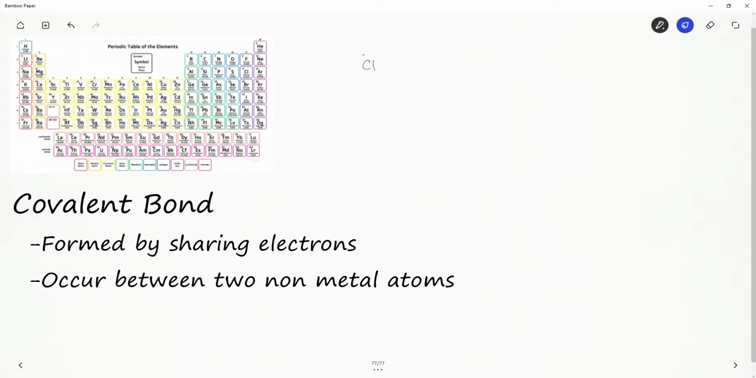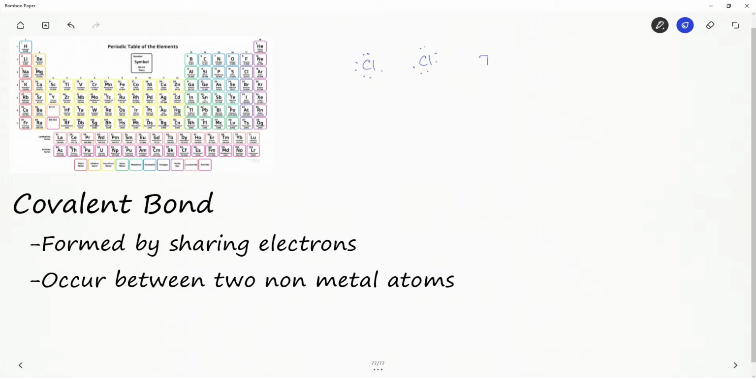So if I were to draw the Lewis structure for chlorine, it has 7 valence electrons. And an exchange of electrons won't work here. Both of these chlorine atoms want to gain one electron, and one is not going to steal one from the other. However, if they pool all their electrons together and share, they can each have 8 valence electrons. They can satisfy the octet rule.